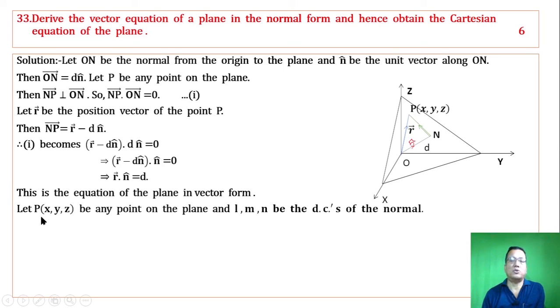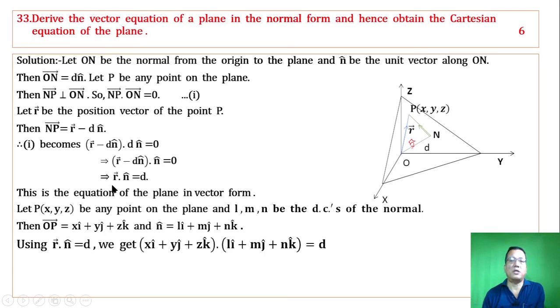Let P, whose coordinates are x, y, z, be any point on the plane, and l, m, n be the direction cosines of the normal. Then the OP vector equals x times i vector plus y times j vector plus z times k vector, and n cap equals l i plus m j plus n k cap.